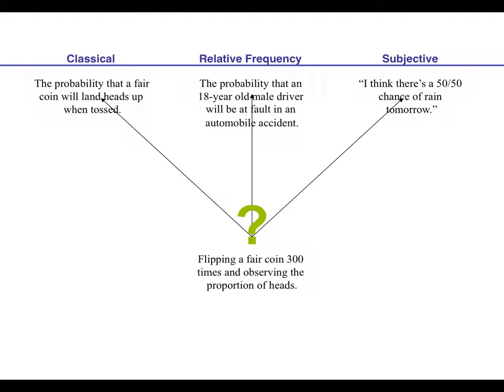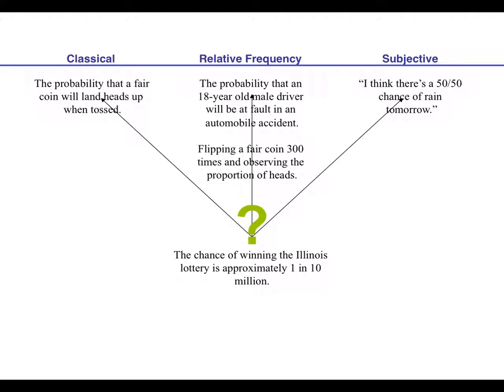Flipping a fair coin 300 times and observing the proportion of heads. Relative frequency. What's important to know with this is, if you flip a fair coin 300 times, how many heads should you get? 150. Are you actually going to? Probably not. It's probably going to be close, but it's not going to be exactly 150. So let's say that we got 160 heads instead. Then we would say the probability of a head is 160 out of 300, whatever that simplifies to. So theoretically it should be 0.5, but with relative frequency you look at what actually happens.